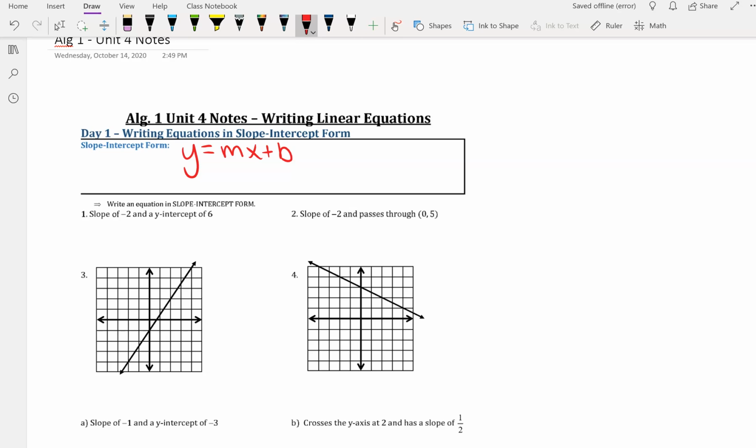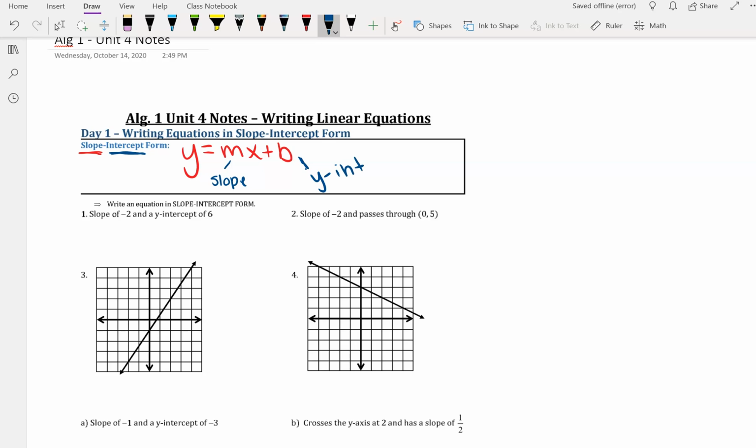And remember, it's called slope-intercept form because the slope is the m. That's slope. And the intercept, or more specifically the y-intercept, is the b. So that's slope-intercept form.